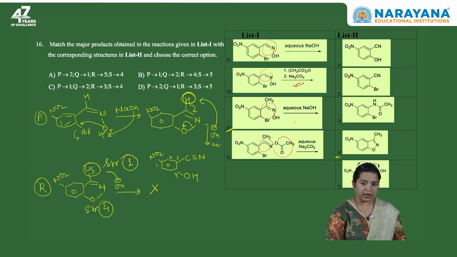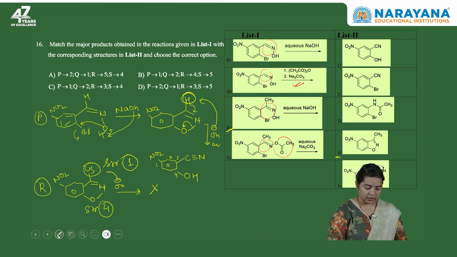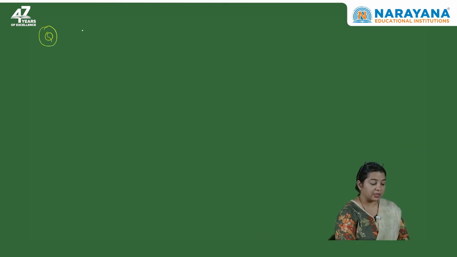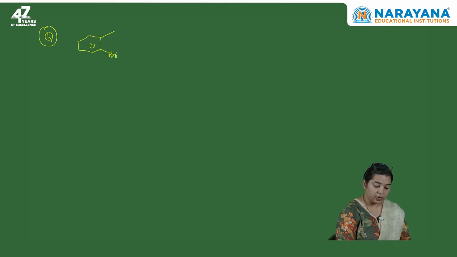Here they have already attached, but acetic anhydride is to be reacted followed by Na2CO3. Let us do that. Okay, so let us have a fresh page to write those reactions. So now option or list 1, second compound Q. First, let me copy the structure: bromine, C double bond N and OH. Nitro is placed as such.